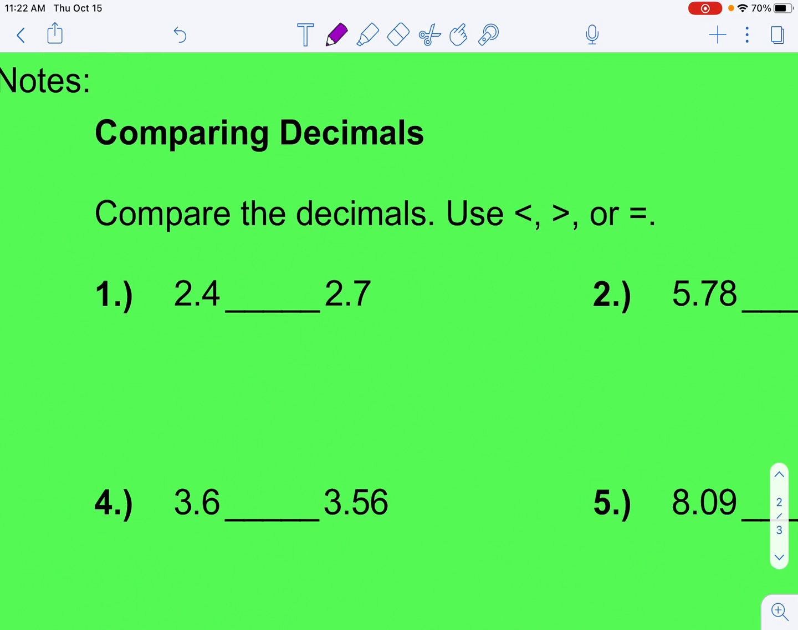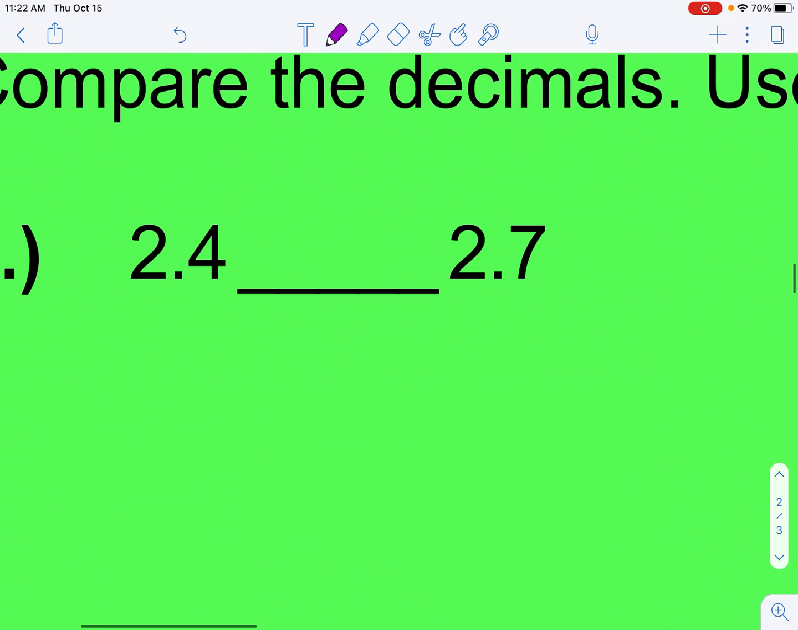Let's start with compare. We are going to compare the decimals using the less than, greater than, or equals sign. When I compare my decimals, I do this one of two ways. You could start by writing them all out like this and comparing that way, or you can just be underlining as you go.